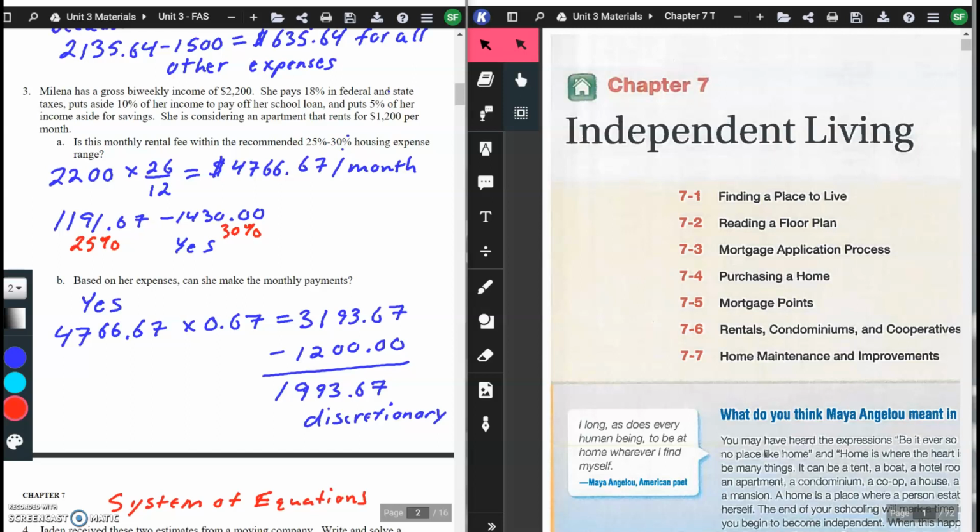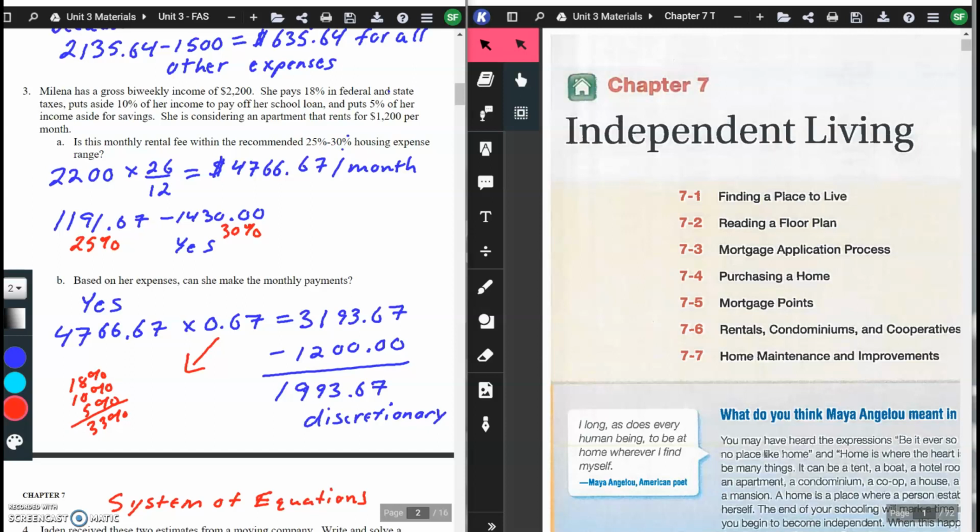Then part B, based on her expenses, can she make monthly payments? You're going to take your $4,766.67 per month, that's how much she makes per month, and multiply that by 0.67. This 0.67 comes from the 18% going to taxes, 10% going to student loans, and 5% going to a savings account. So that's 33%. So 33% of that is already taken. 100% of your pay minus the 33% gives you 67%. So she has 67% left over after she pays those things.